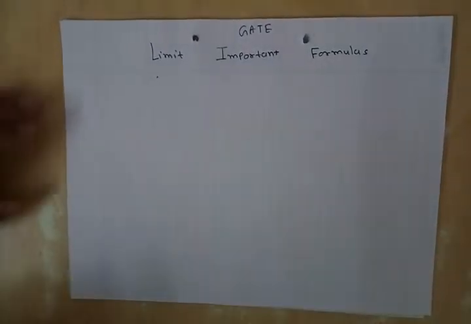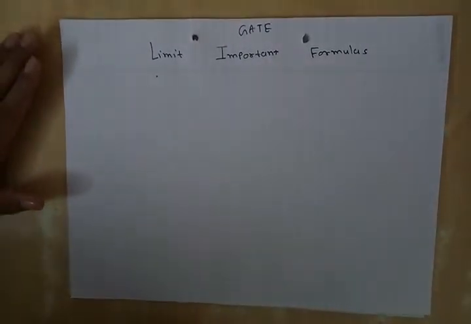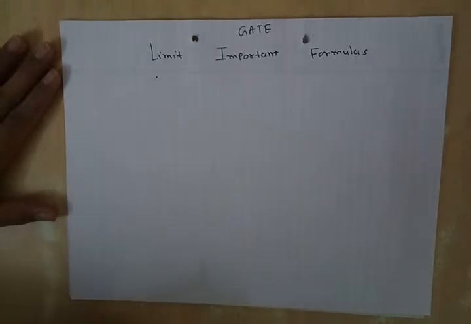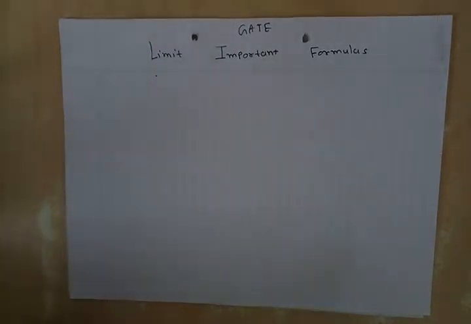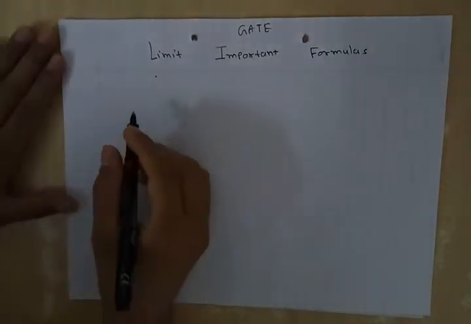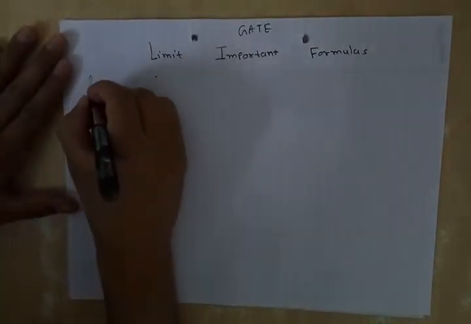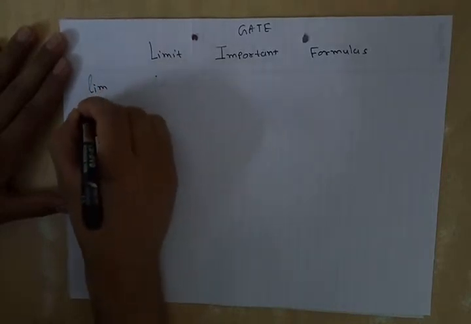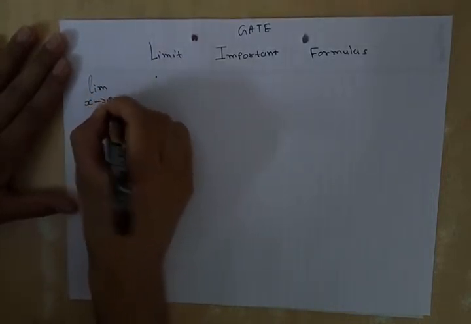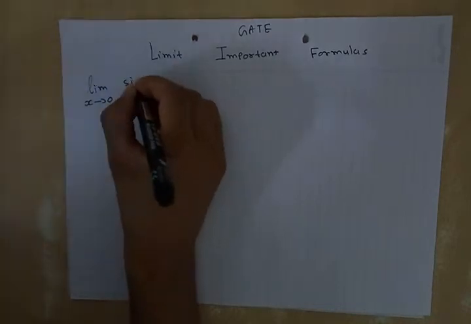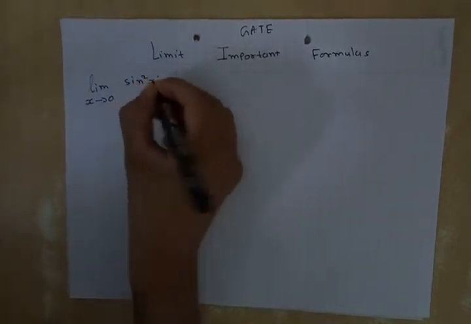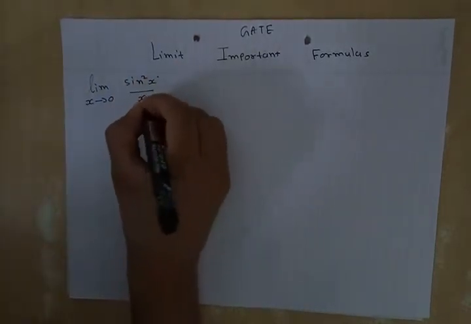In this lecture, we will study some important formulas regarding limit that can be useful for GATE examinations. But before we begin, we will solve a GATE example. So the question was limit x tends to 0 sine square x divided by x.